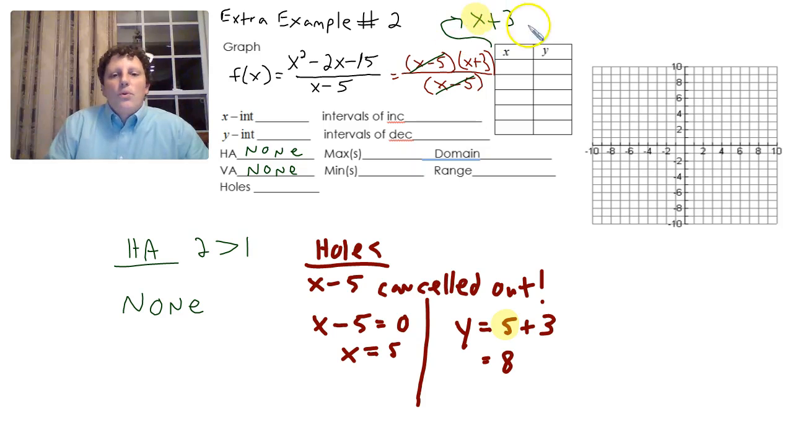that into the reduced form of the function, x plus 3. So instead of x, I use a 5. I couldn't plug it into the original starting function because then I would have a divide by 0 error. So I got to use the reduced form. Well, in this case, 5 plus 3 is 8. So that means on my graph at 5, comma 8, I'm going to have a hole in the graph.